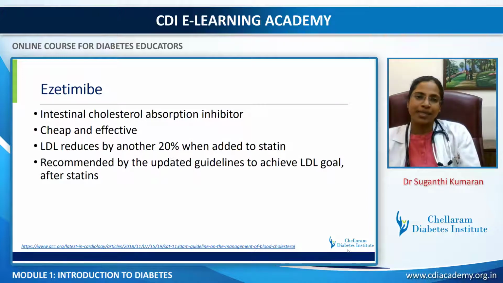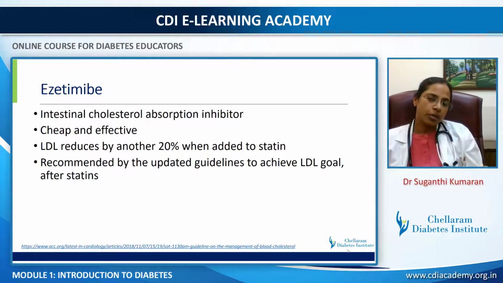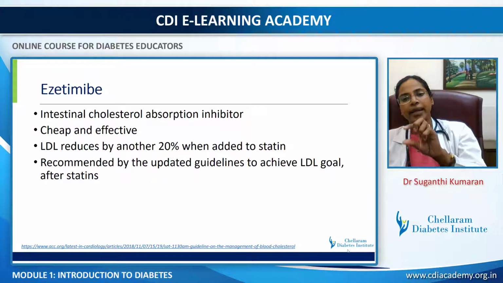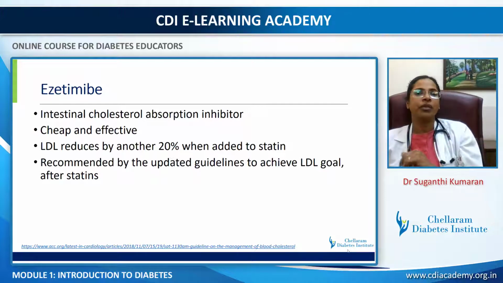Now let's move on to the next category of pharmacotherapy for dyslipidemia, ezetimibe. It is basically an intestinal cholesterol absorption inhibitor. It is cheap and effective. It reduces LDL by another 20% when added to statin. Let's say you give statin to the patient. However, the patient is unable to tolerate the higher doses because of elevation in AST and ALT, the liver enzymes. We try to not increase the dose of statin. When it stabilizes, but still the LDL is not at goal, we start adding another category of medicine, for example, ezetimibe, because our goal is to just bring the LDL cholesterol to the goal.